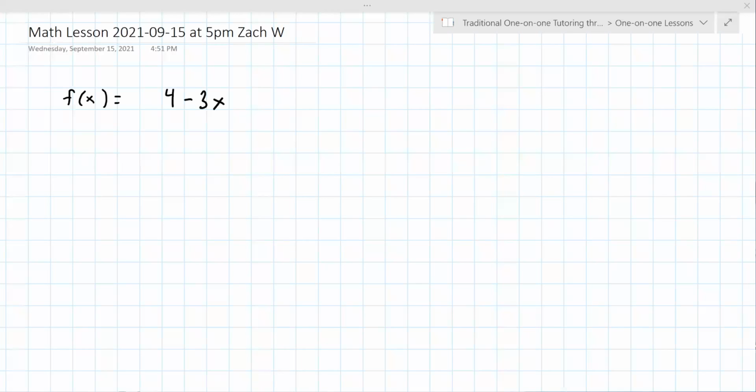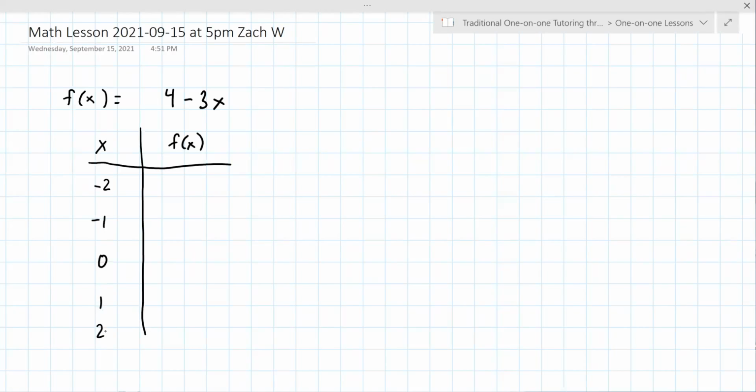Okay, so the function I'm sharing here is 4 minus 3x. Let's just start with a table. You're going to be asked to find x and f of x, and unless otherwise stated, we'll always start with this set: -2, -1, 0, 1, and 2. It doesn't matter what order you do this in. You can do the positive ones first, or the negative ones first, or 0 first.